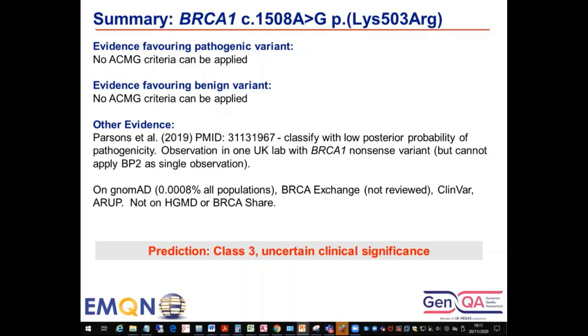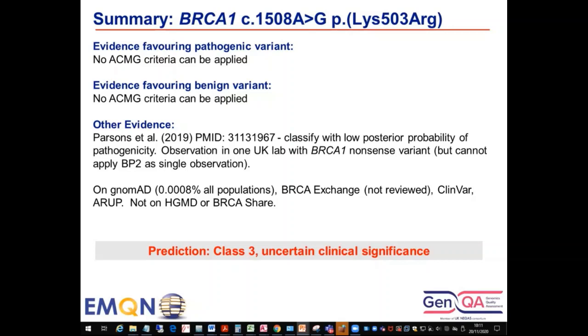2019 paper, which classifies it as having a low posterior probability of pathogenicity based on the observation of a single case in a UK lab in which this variant was inherited with a BRCA1 nonsense variant. But in this case, we're unable to apply the BP2 criterion as this is only a single observation.